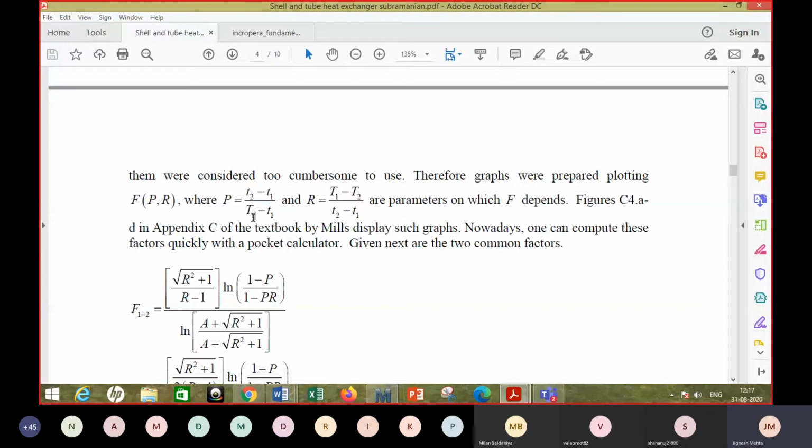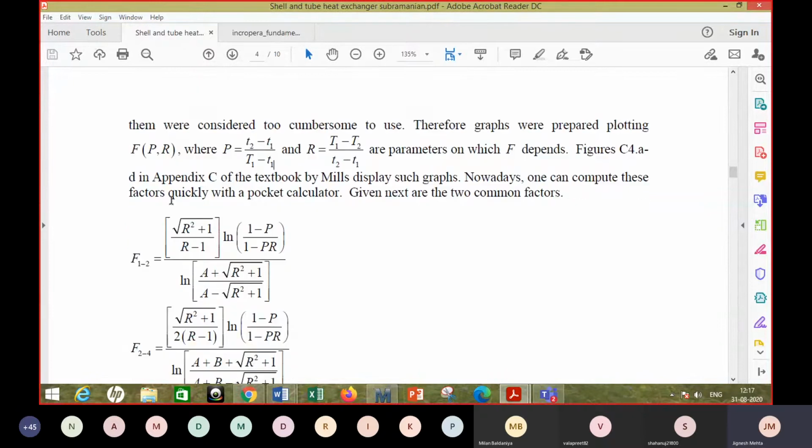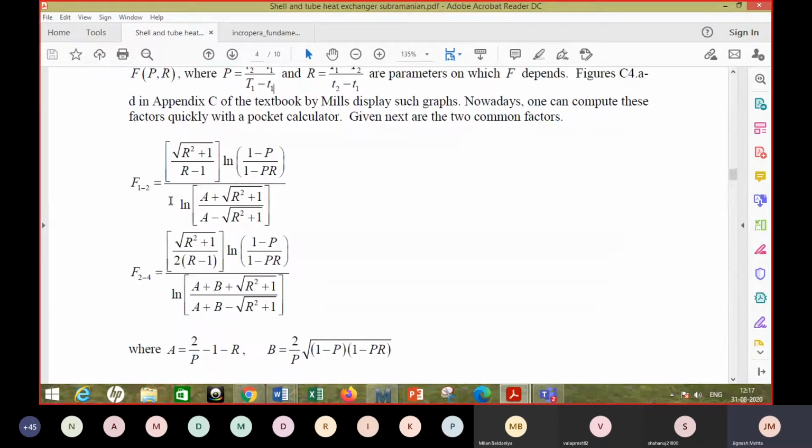This could be the hot fluid entry and the cold fluid entry. So this is the maximum temperature difference. That ratio is called the P parameter. And then the R parameter is the shell side temperature difference divided by the tube side temperature difference. So this F is a function of P and R. It is seen that F is a function of P and R.